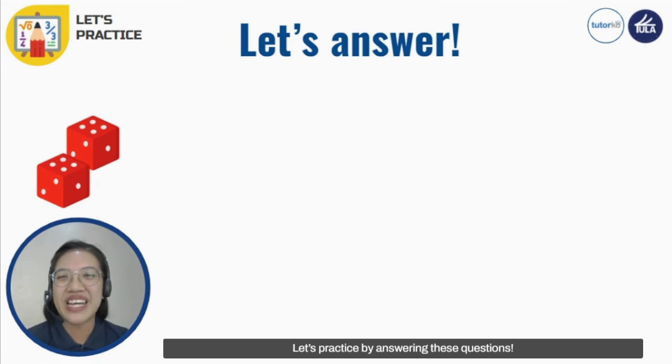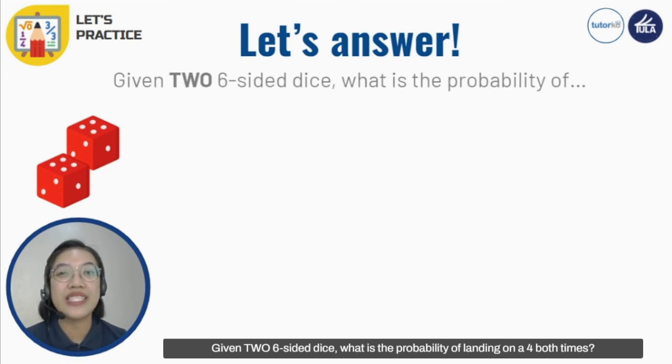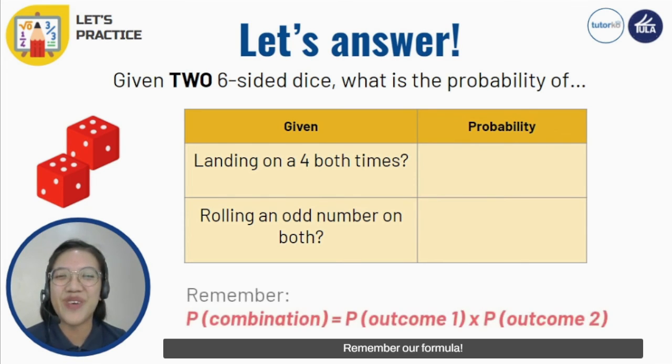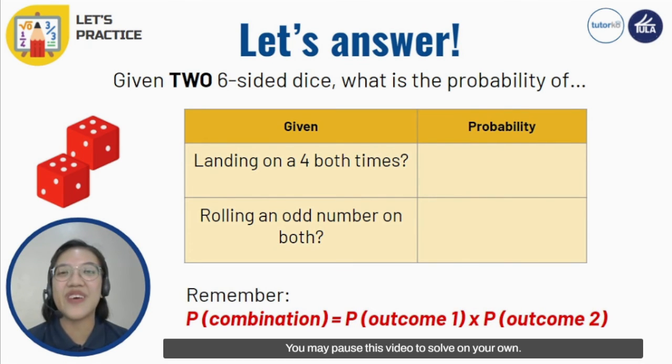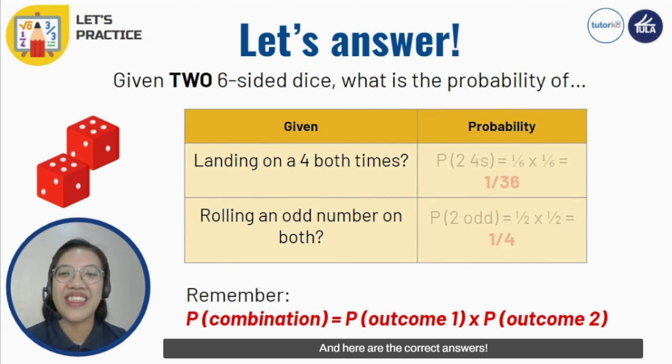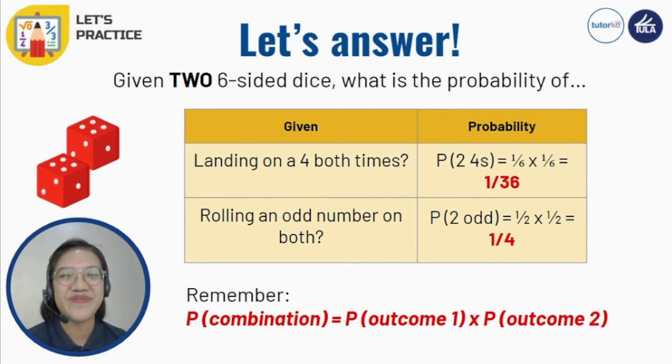Ikaw naman, let's practice by answering these questions. Given 2 6-sided dice, what is the probability of landing on a 4 both times? What about rolling an odd number on both? Remember our formula? You may pause this video to solve on your own. Then, you can press play again to see the correct answers. And here are the correct answers.